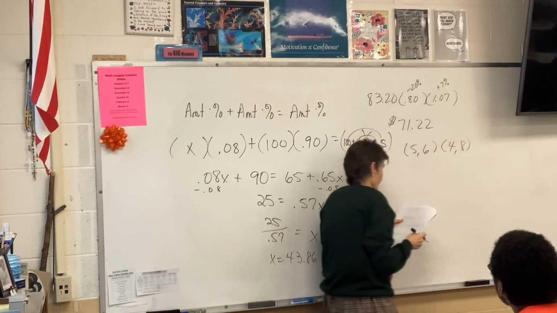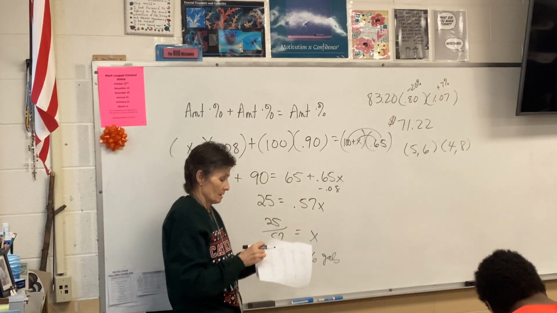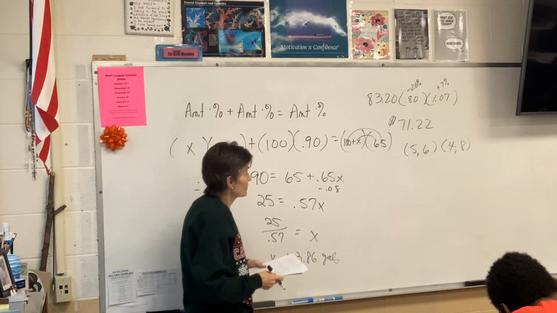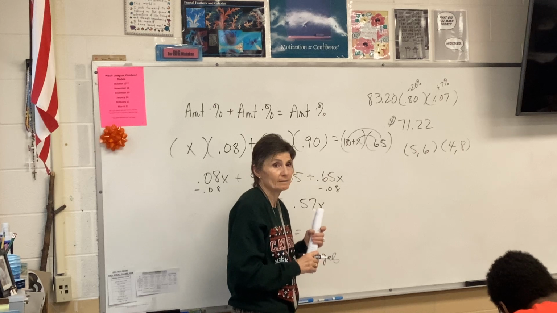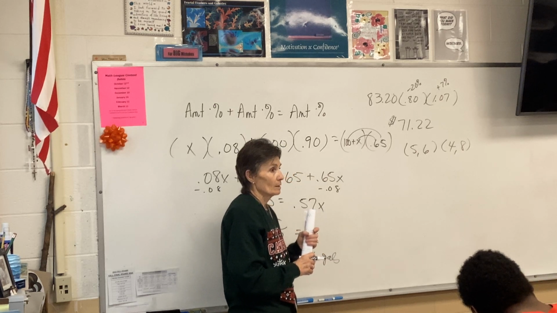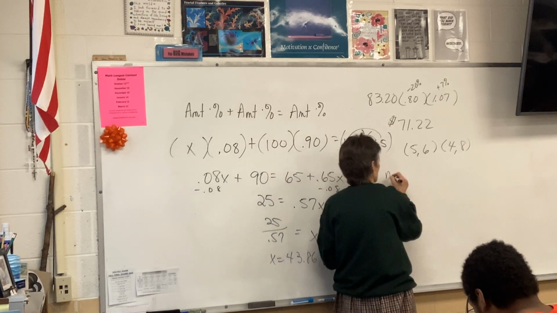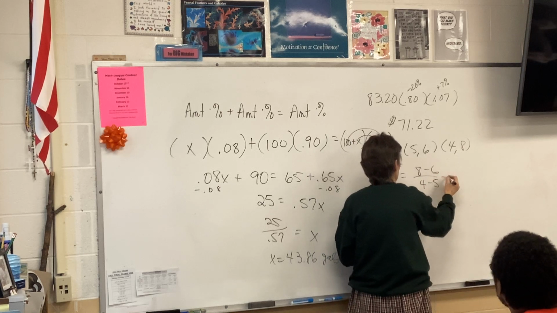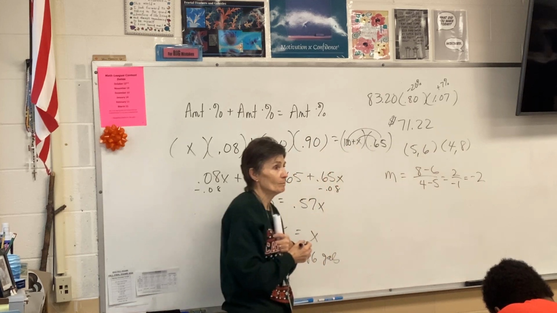All right, now we're going to write the equation of a line through these 2 points. Okay, so what do we have to do first? We're writing the equation of the line. First we have to find the slope. And how do we find slope? y minus y over x minus x. So it looks like my slope is -2.